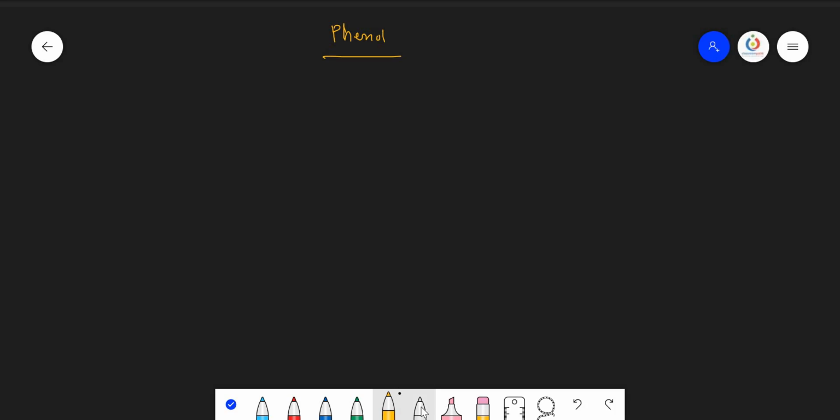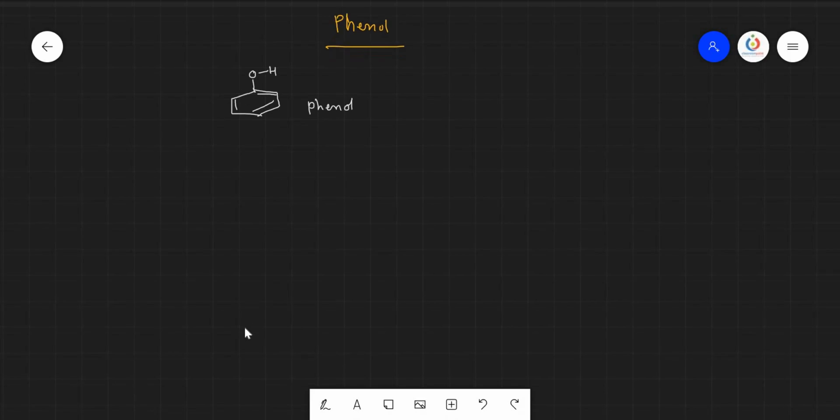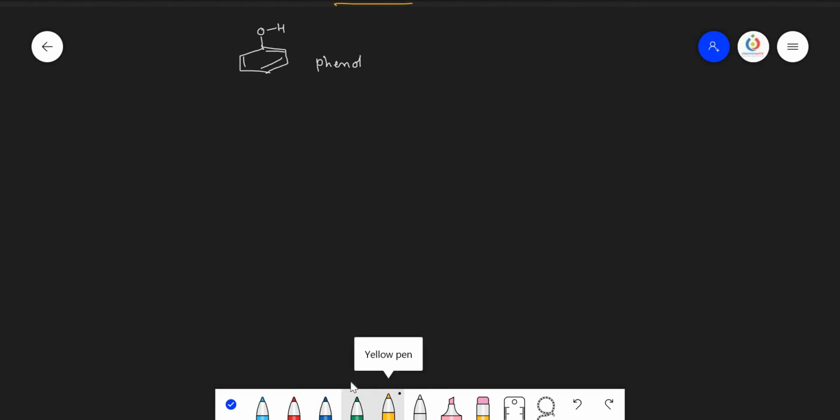So we know the structure of the phenol. This is what we call the molecule phenol. Let us see the preparation, and at the end we are going to discuss some important interconversions and the problems. So first one, how to prepare this phenol, preparation methods.